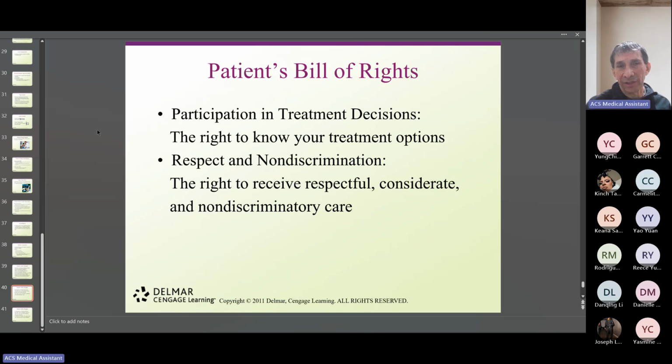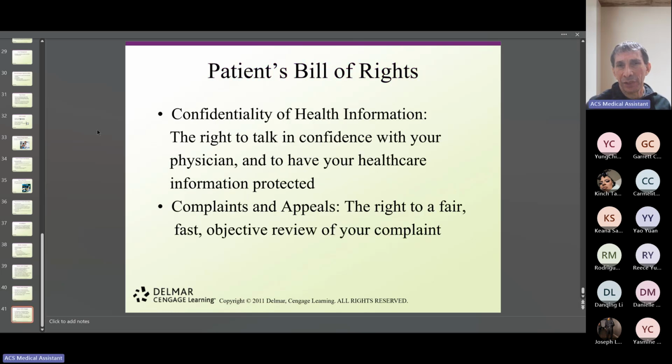So that's basically what it is. Very important, patients' bill of rights. Confidentiality. Remember, we talked about this. Keep the patient's information confidential, not releasing it to someone else without the patient's permission. Unless it is one of our associates, then it's a different issue. Remember, associates are the people who are dealing with your care at the same time.